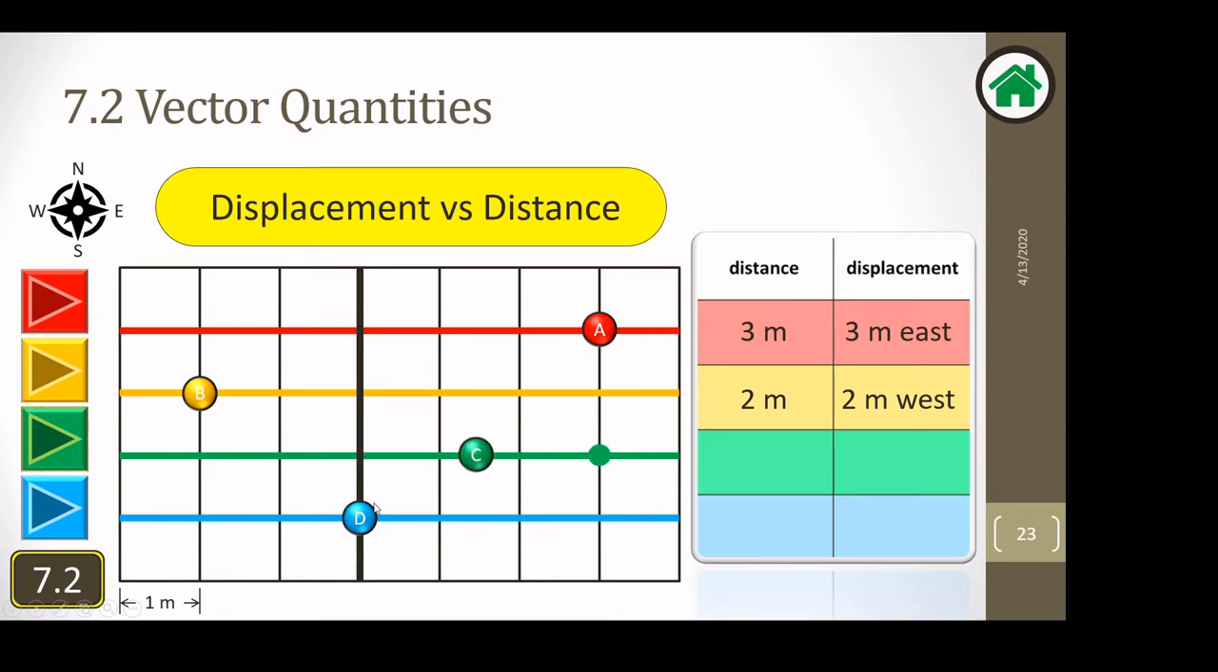Now the green one starts by moving 3 meters to the east, but then turns around and moves 2 meters to the west. So the total distance traveled is 5 meters. Remember, distance doesn't care about direction. It doesn't matter that it turned around. The displacement is 1 meter to the east because once the ball stops moving, it is exactly 1 meter to the east of where it started. So that's the difference between distance and displacement. Distance doesn't care about direction, displacement does.